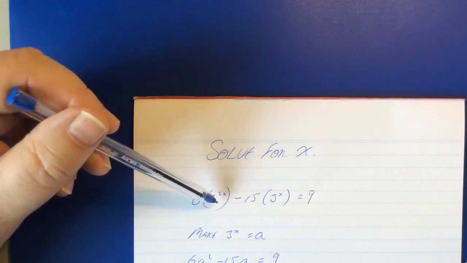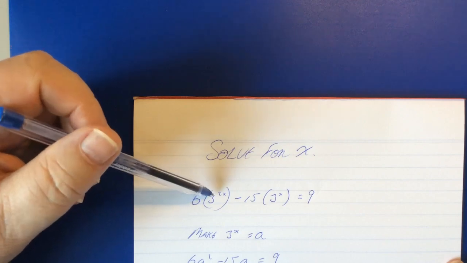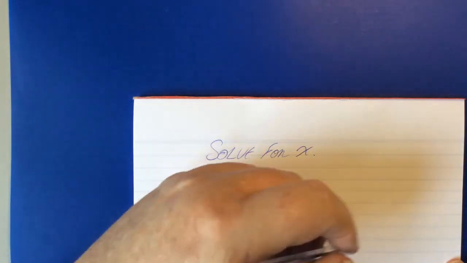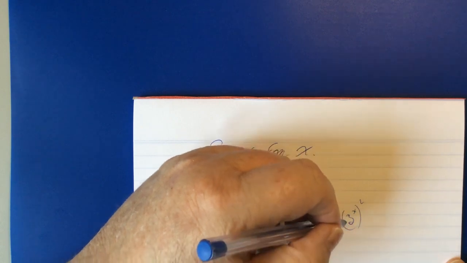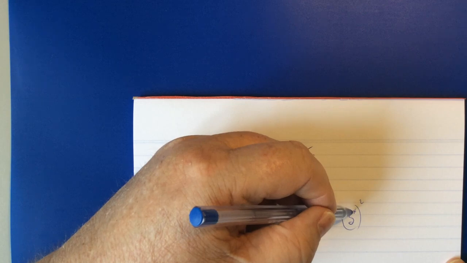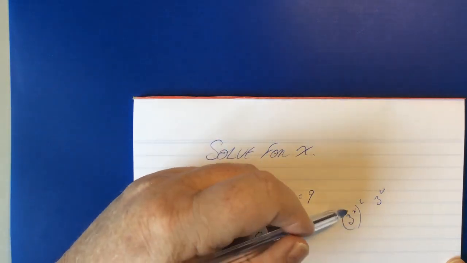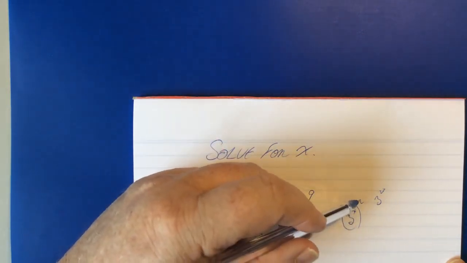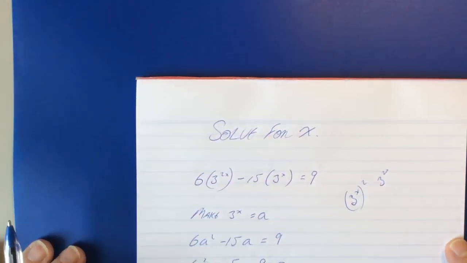Now this may take a tiny bit of explanation. We can rewrite this as (3^x) squared, and the rules simply say that this can be written as 3 to the 2x. So we're back where we were. So you'll see that if we replace 3^x with a, we can write this expression as a squared, which is indeed what we do.